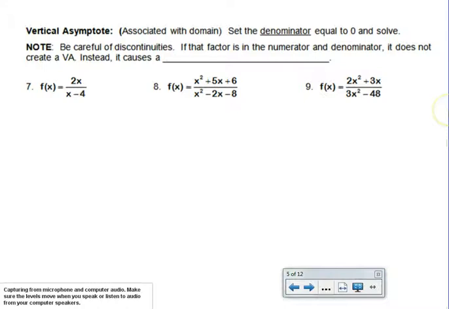Vertical asymptotes. They are associated with the domain because a vertical asymptote would interrupt the domain, and if we set our denominator equal to 0 and solve, kind of similar to how we found the domain restrictions, but we also have to be careful about those removable discontinuities again. So even though we're really just interested in the denominator, we're going to have to factor the numerator as well to make sure we don't have a removable discontinuity. The official name is a removable discontinuity, but we refer to it as a hole because literally it is a hole through that part of the curve.